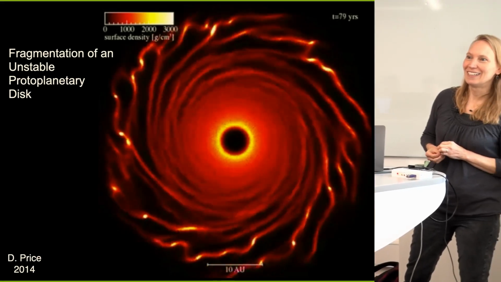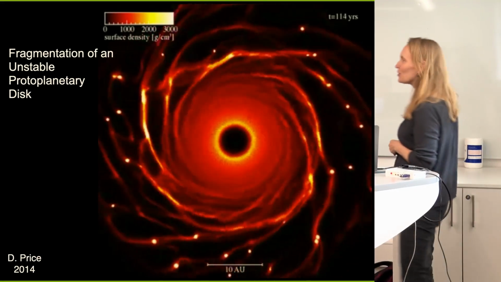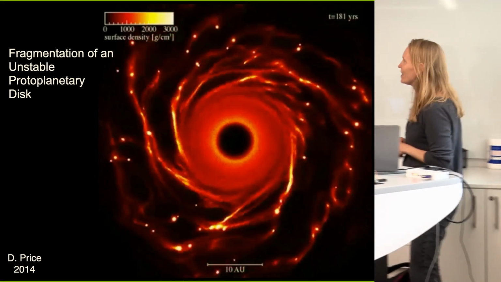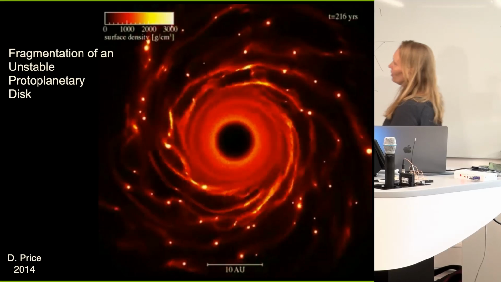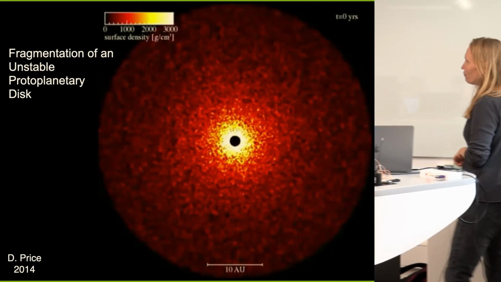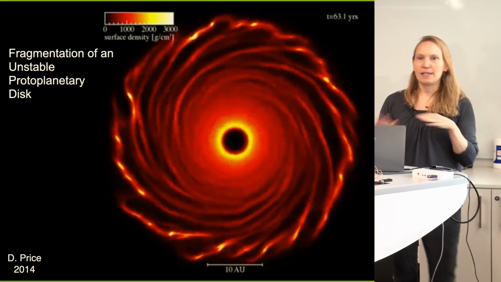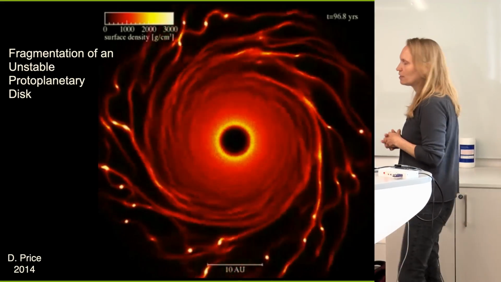I made this one for teaching demonstration. Yeah, it's very useful. I also show it to my classes. But yeah, it's very nice. So in the star formation context, where the disk properties are a little bit different, you wouldn't get like 100 fragments. You might only get a few, but it's the same kind of process that develops.